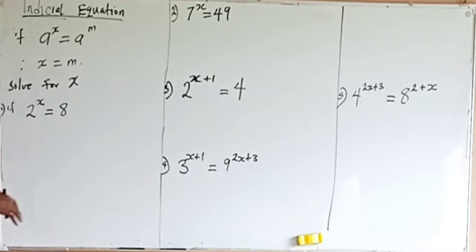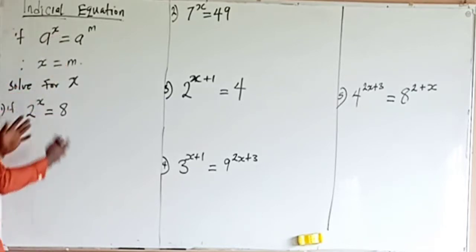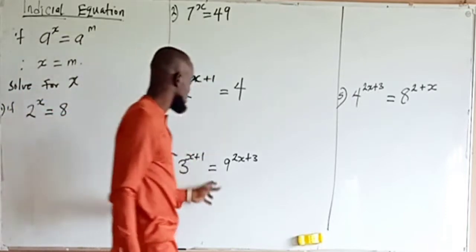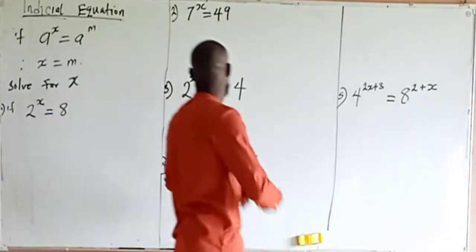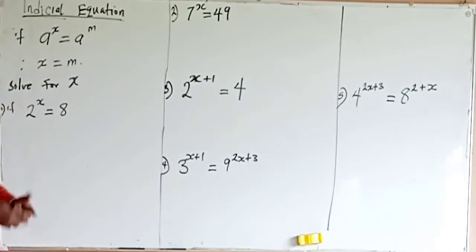Now the model we follow is this one: if a raised to power x is equal to a raised to power n. Remember we said if a raised to power m is multiplied by a raised to power n, we will have a raised to power m plus n. That's what we are doing. We are doing something that has an equal to sign. Check all the questions, they have an equal to sign. That's what we call the indicial equation. It's a problem that has exponents or powers, and they also have an equal to sign, in which the power is an unknown number or a variable.